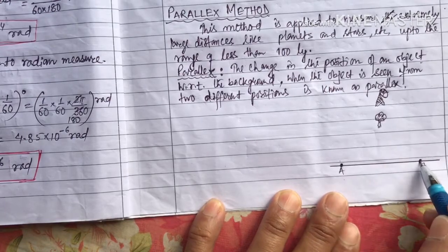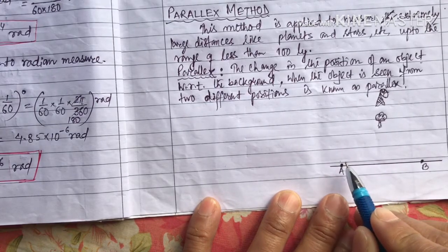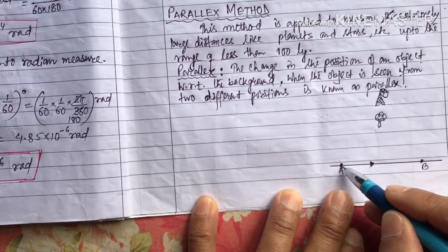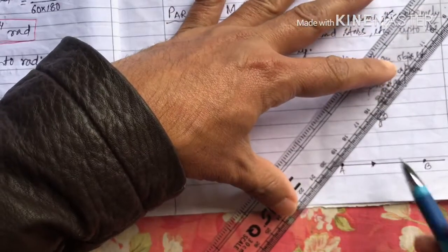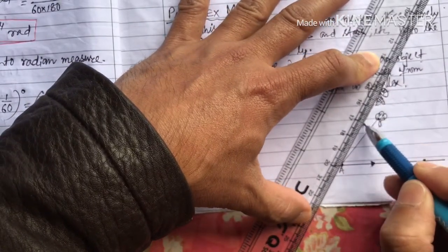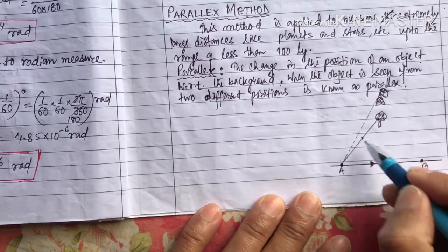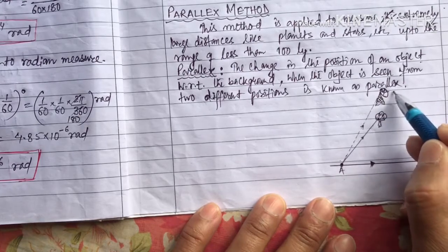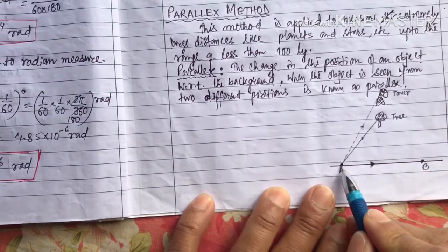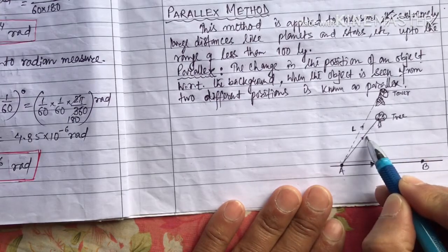Now these two positions mean suppose you are going by your car, and you are at position A, and after some time you reach position B. So when you are in position A and you look at these two objects, this is how we see them. So what you find here is this is a tower, and this is a tree. When you are in position A, the tower will be on your left side and the tree will be on your right side.